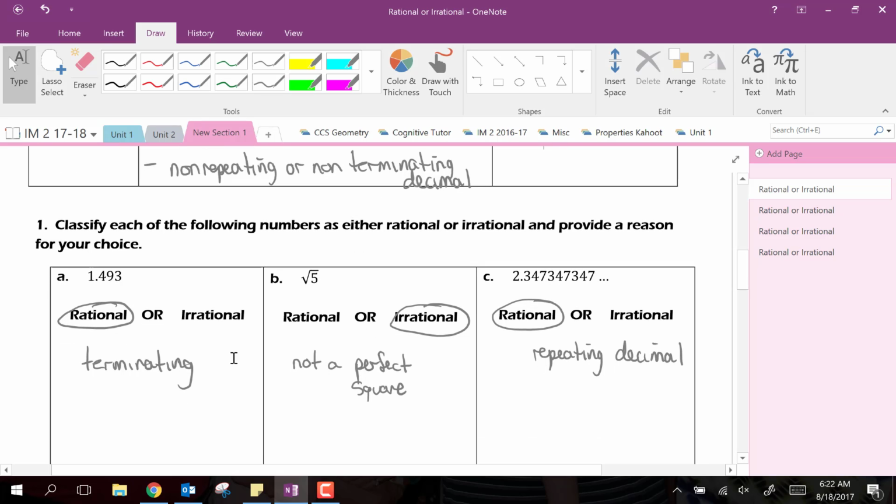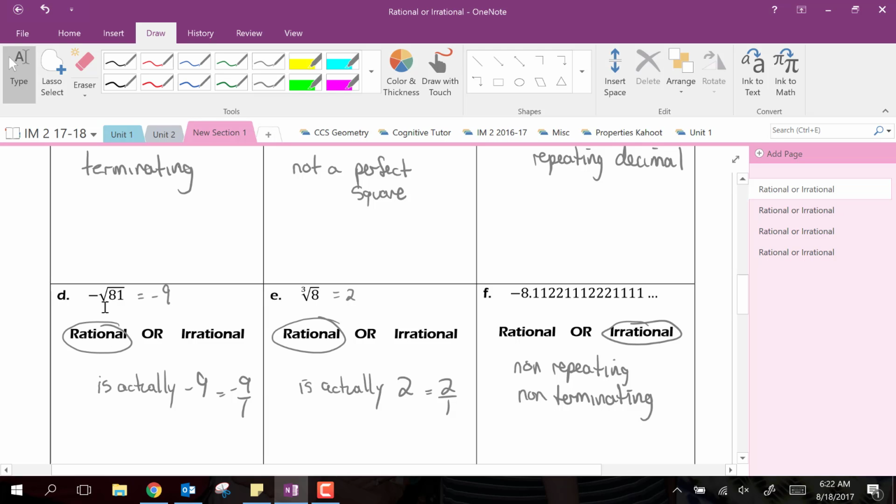So if we go through here and classify, letter A is rational because it's a terminating decimal. It ends after the 3. B is irrational because it's not a perfect square. We can't take the square root of 5. C is rational because it's a pattern. 347, 347, 347, ... We know what the next number is going to be. It's rational. It's a repeating decimal.